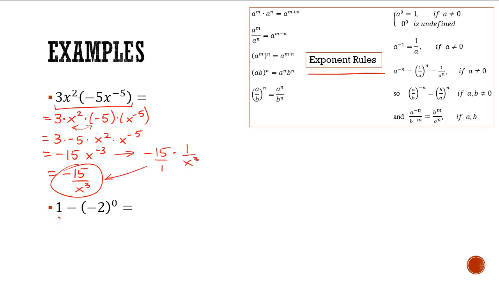Let's take a look at the next example. Here we've got 1 minus -2 to the power of 0. So what does this exponent give us? Well, it's always equal to 1. So we've got 1 minus 1, which is 0.